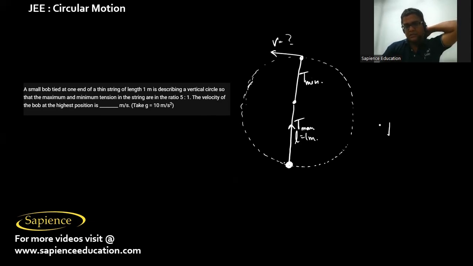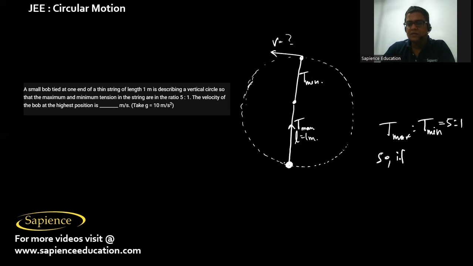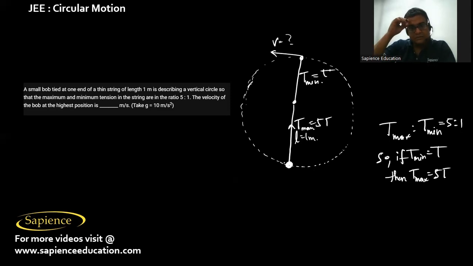So here it is told that T max to T min, meaning the ratio of the maximum tension to the minimum tension, is 5:1. So if I take the minimum tension as T, then the maximum tension will be 5T. So this is 5T and this is T. And here let's say the velocity is U, describing a vertical circle.